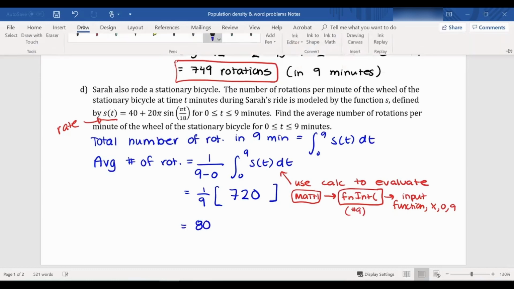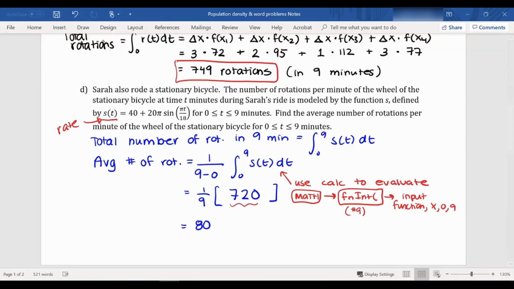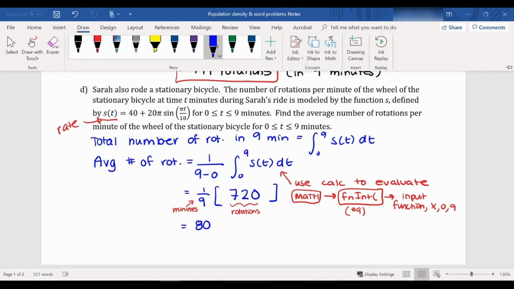And because the units of this are rotations, and the units on the bottom here are minutes, this is 80 rotations per minute.